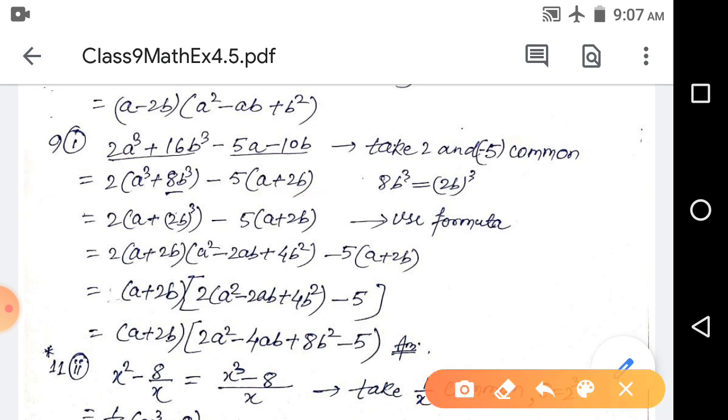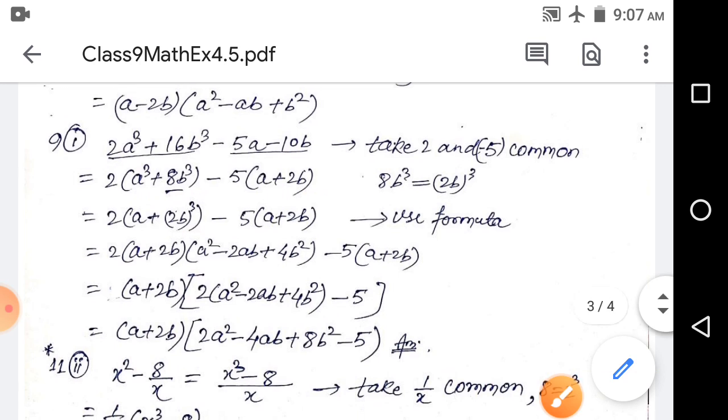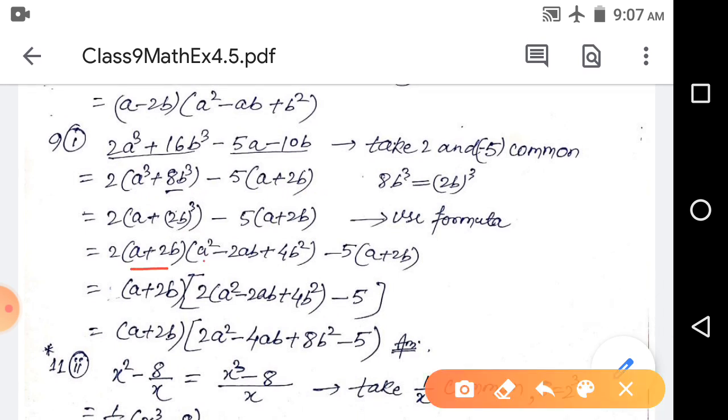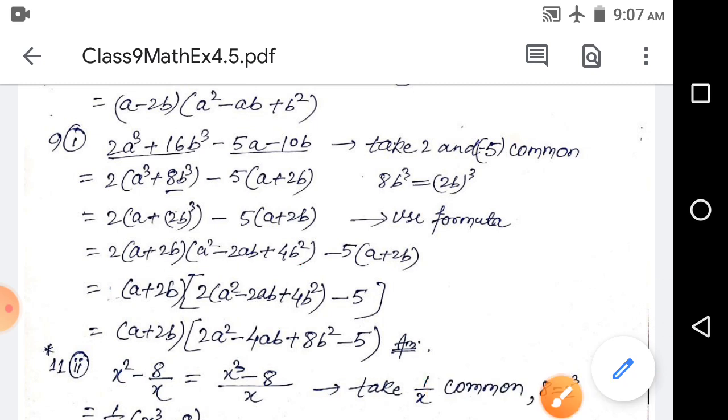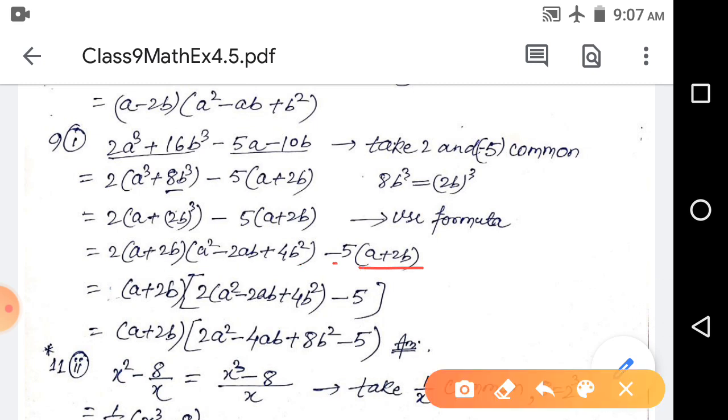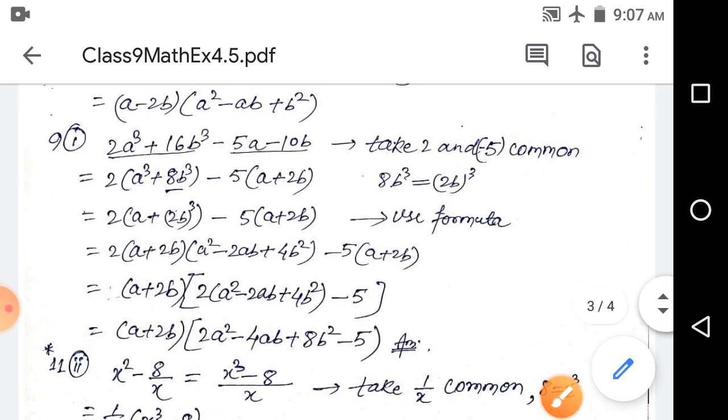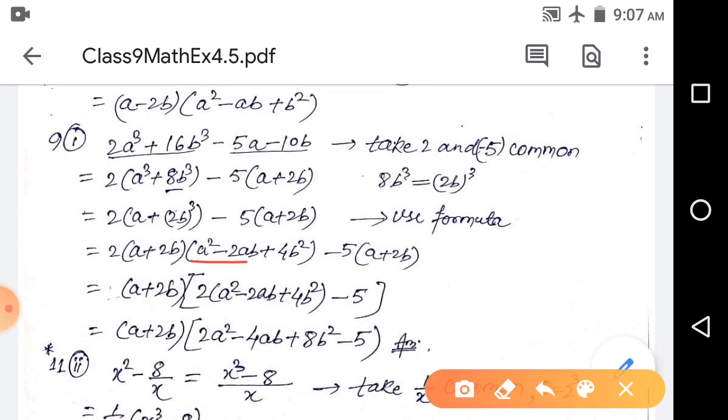Now for this term, we have the sum of two cubes, a cube plus 2b whole cube. So it can be written as a plus 2b into a square minus 2 into a into b plus 2b whole square, that means 4b square, and here it is minus 5 into a plus 2b. Now you can see those two terms can be taken common, this a plus 2b and this a plus 2b. I am not explaining this again.